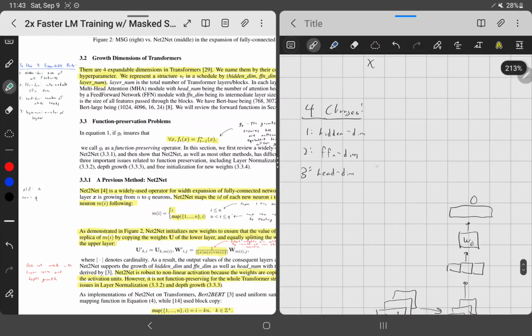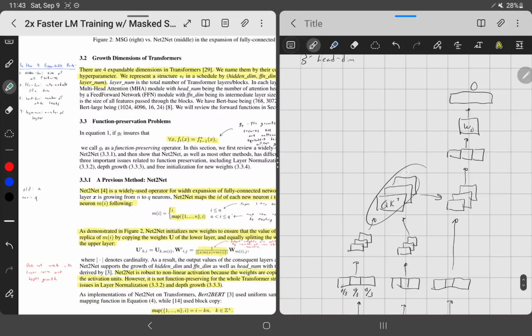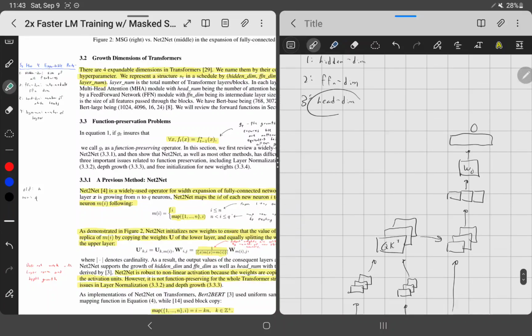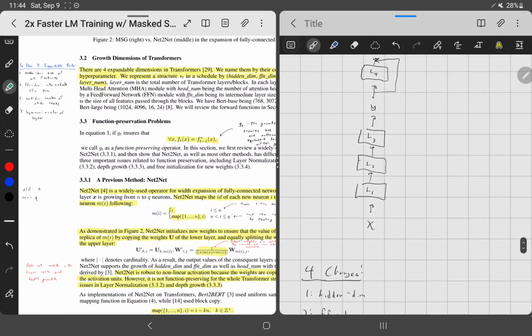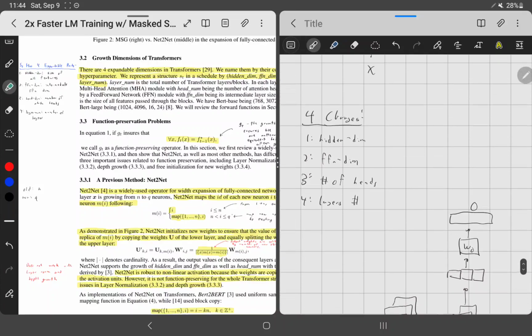But yeah, they want to change the head dimension, which is just adding another head. So they call it head dim, but it's actually more like number of heads. And then 4, they also want to change the number of layers. Layers number, yeah. And that's just adding this part here. So those are the 4 changes they want to make.